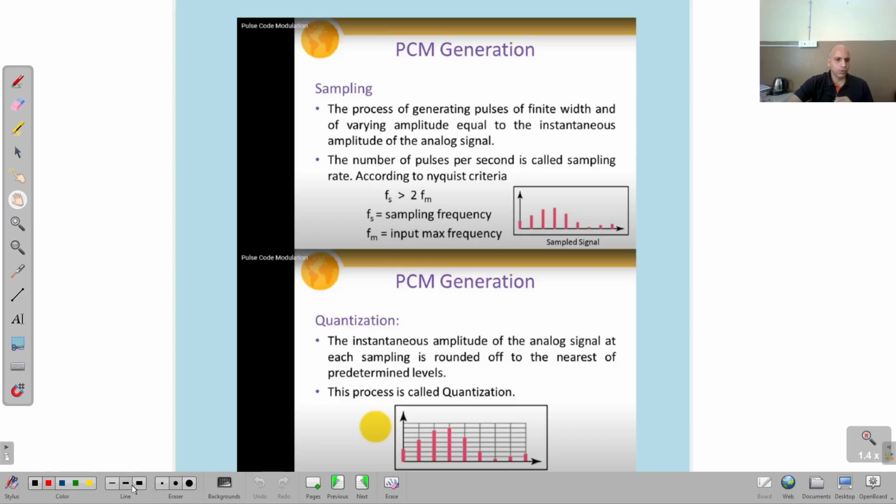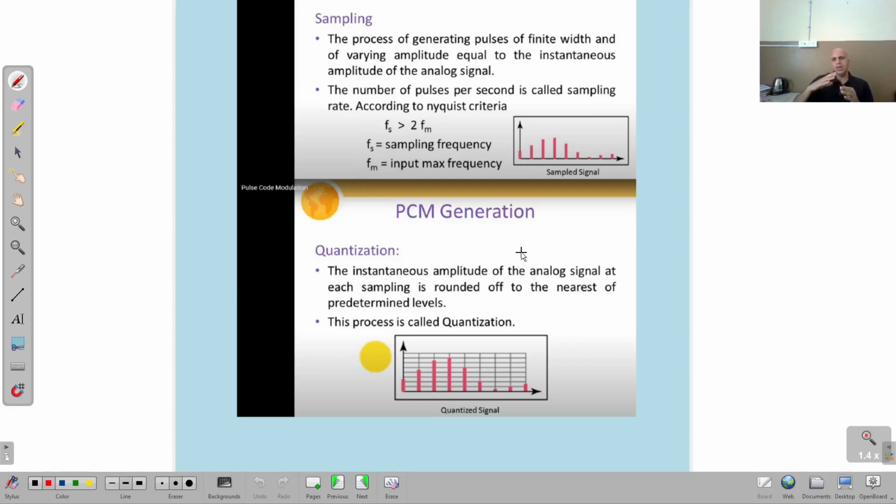So this is sampling. Going to the next slide, you can see here. Right. So next step, when we took the sample, then the next step is quantization. You can see here, quantization. Now you look at this, sampled PAM signal. I will call it PAM, pulse amplitude modulated signal.